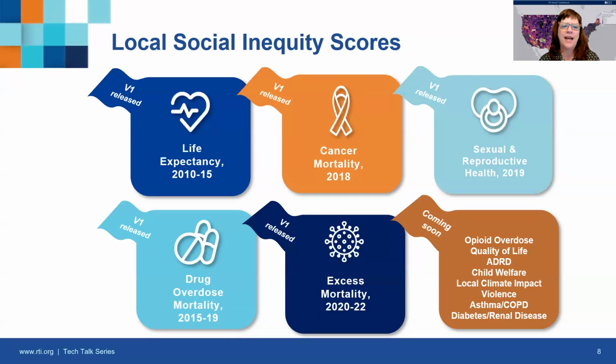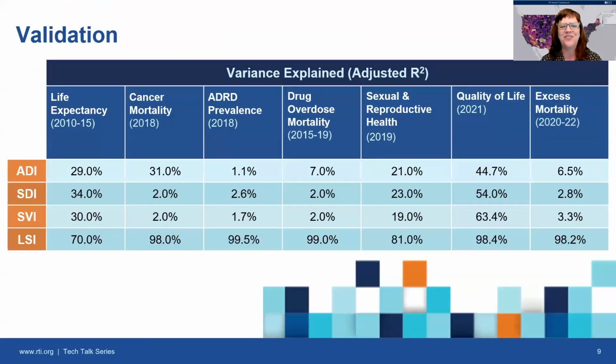So before I switch over to the live demo, just to give you a sense of what our scores are doing in terms of explaining variance in these outcomes. Our scores, the LSI scores, are shown along the bottom there, and the ADI, the Area Deprivation Index, the SDI, the Social Deprivation Index, and the SVI, Social Vulnerability Index, are three commonly available composite social determinants of health indices that we benchmark our own work against to see how we do against these gold standard, quote unquote, social determinants measures.